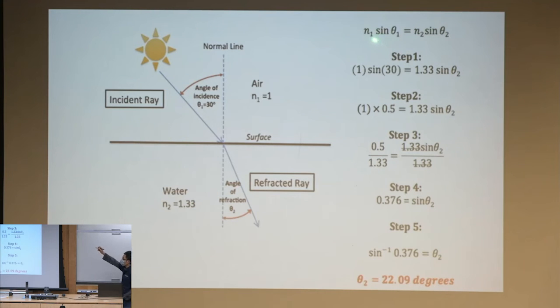So this is the answer. We use the formula, which is called Snell's law, and put all of the numbers into this equation. Then you can calculate that theta 2 is about 22.09 degrees.